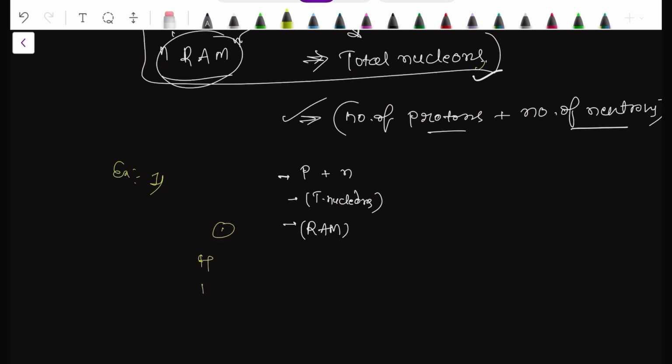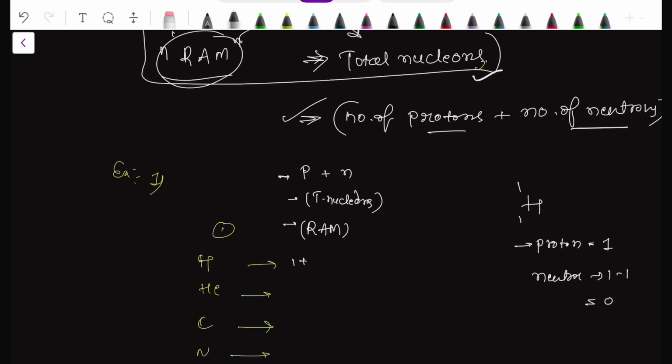Here we have hydrogen. We know the atomic number, and how many protons and neutrons, we know all those things. First hydrogen, H, atomic number 1, mass number 1, right? So here protons are 1, neutrons how many, that is 0, 1 minus 1, right? Now total it becomes 1 plus 0, nothing but 1. So relative atomic mass for hydrogen is 1.